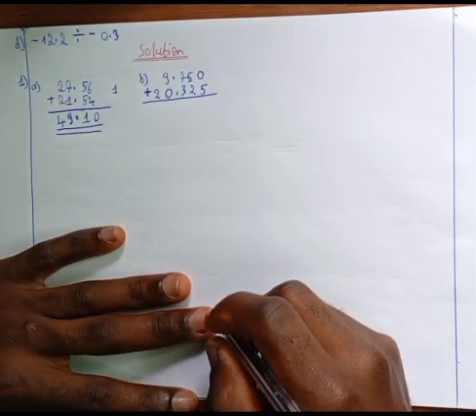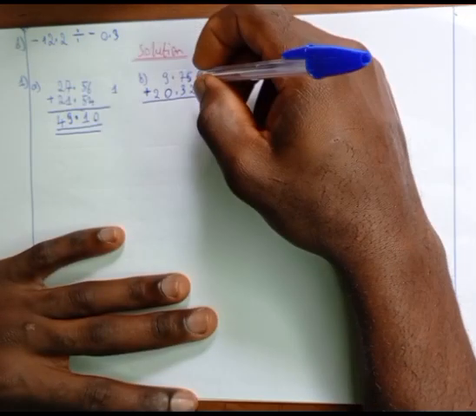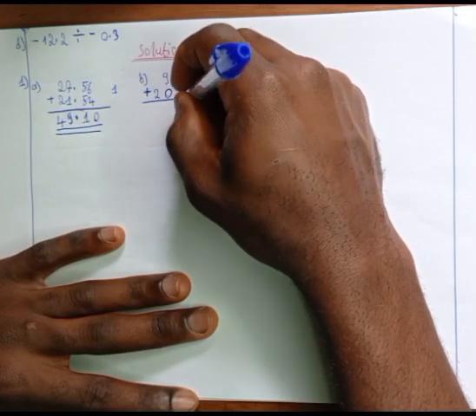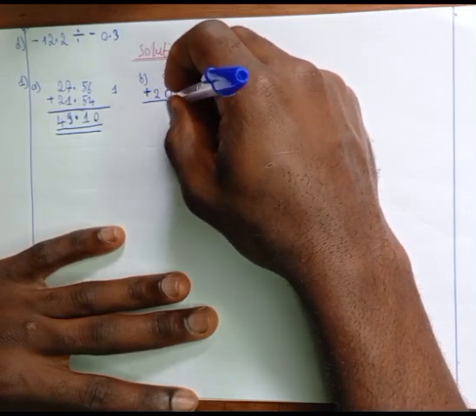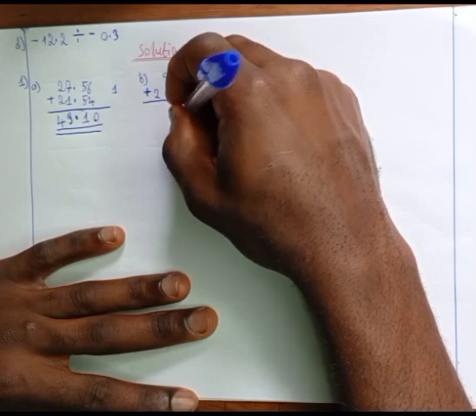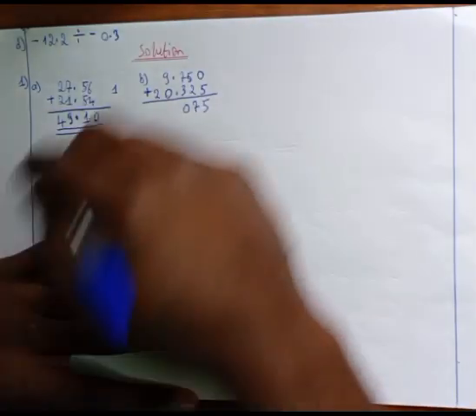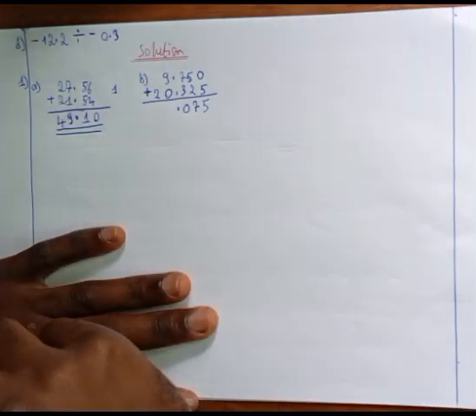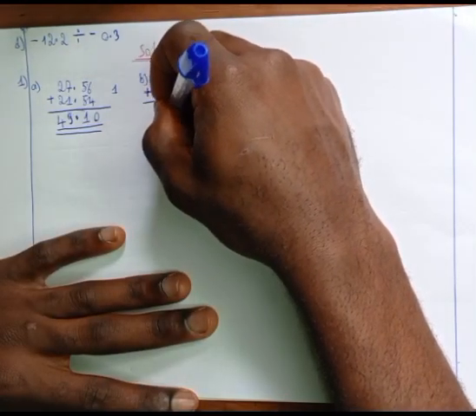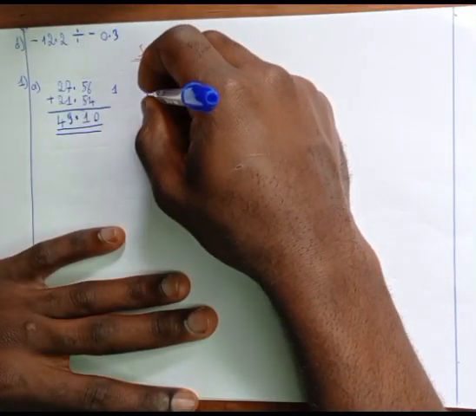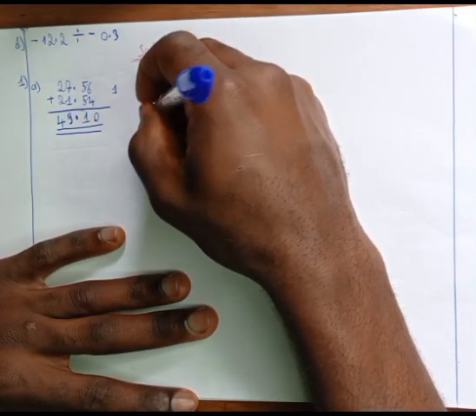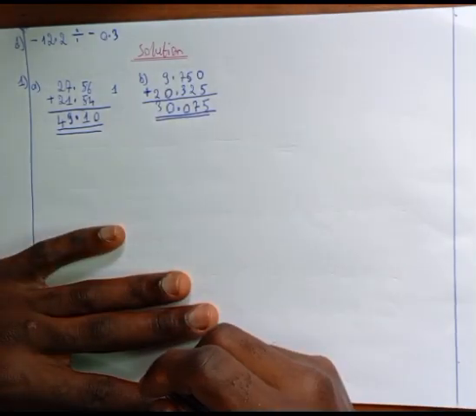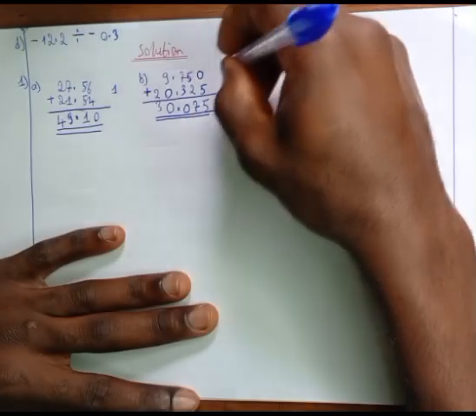Then we add the digits starting from the right hand side to the left. 0 plus 5 gives us 5. 5 plus 2 gives 7. 7 plus 3 gives us 10. We are going to write down 0. We carry 1 to the next higher place value. We bring down the decimal point. 9 plus 0 is 9. Plus 1 we carry gives us 10. We are going to write down 0. We carry the 1 to the next higher place value. 2 plus 1 gives us 3. So the answer will be 30.075.